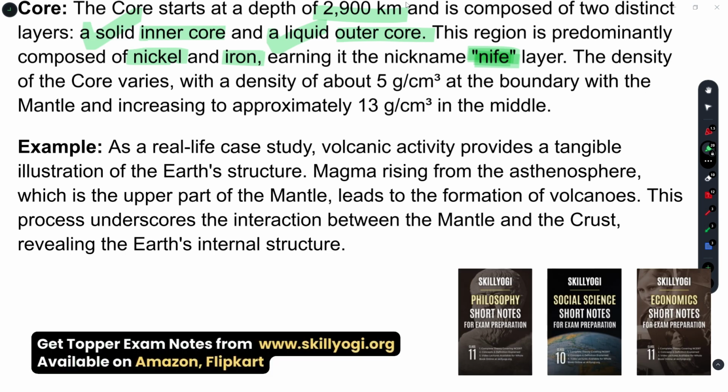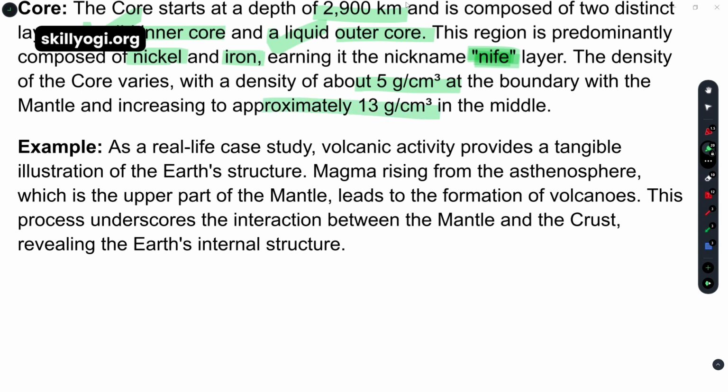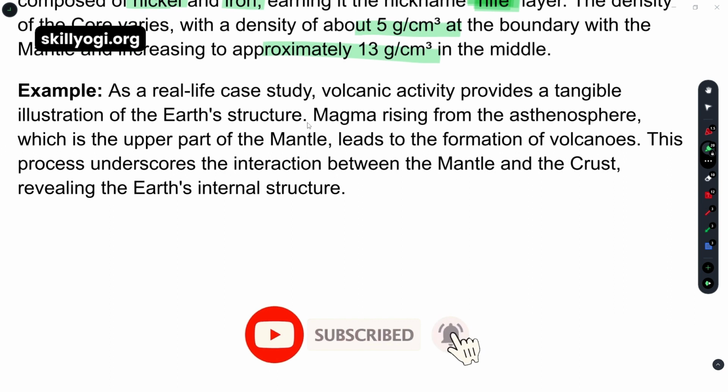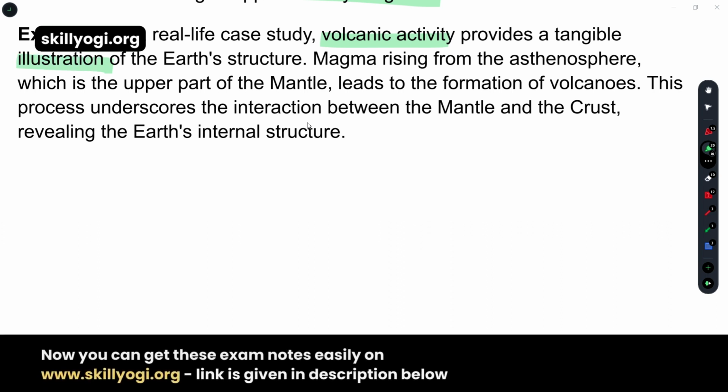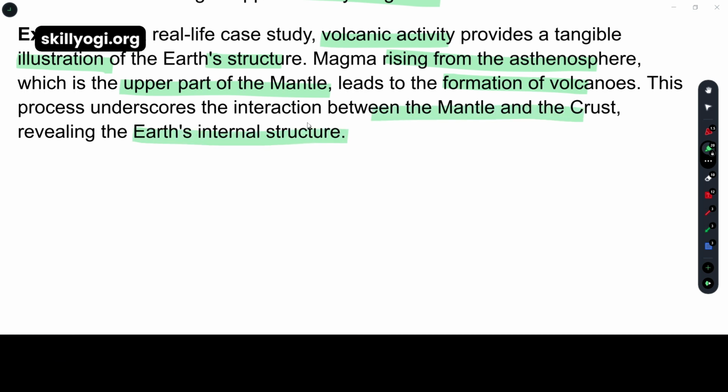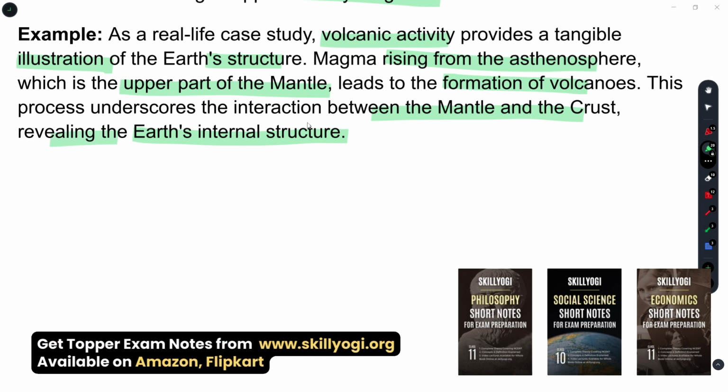The density of the core is about 5 gram per centimeter cube, and it increases to approximately 13 gram per centimeter cube in the middle portion. So we have covered 3 parts. Then we will go for an example, a real life case study: volcanic activity provides a tangible illustration of the earth's structure. Magma rises from the asthenosphere, the upper part of the mantle, and forms the volcano. So it reveals information about the earth's internal structure, between the mantle and the crust.